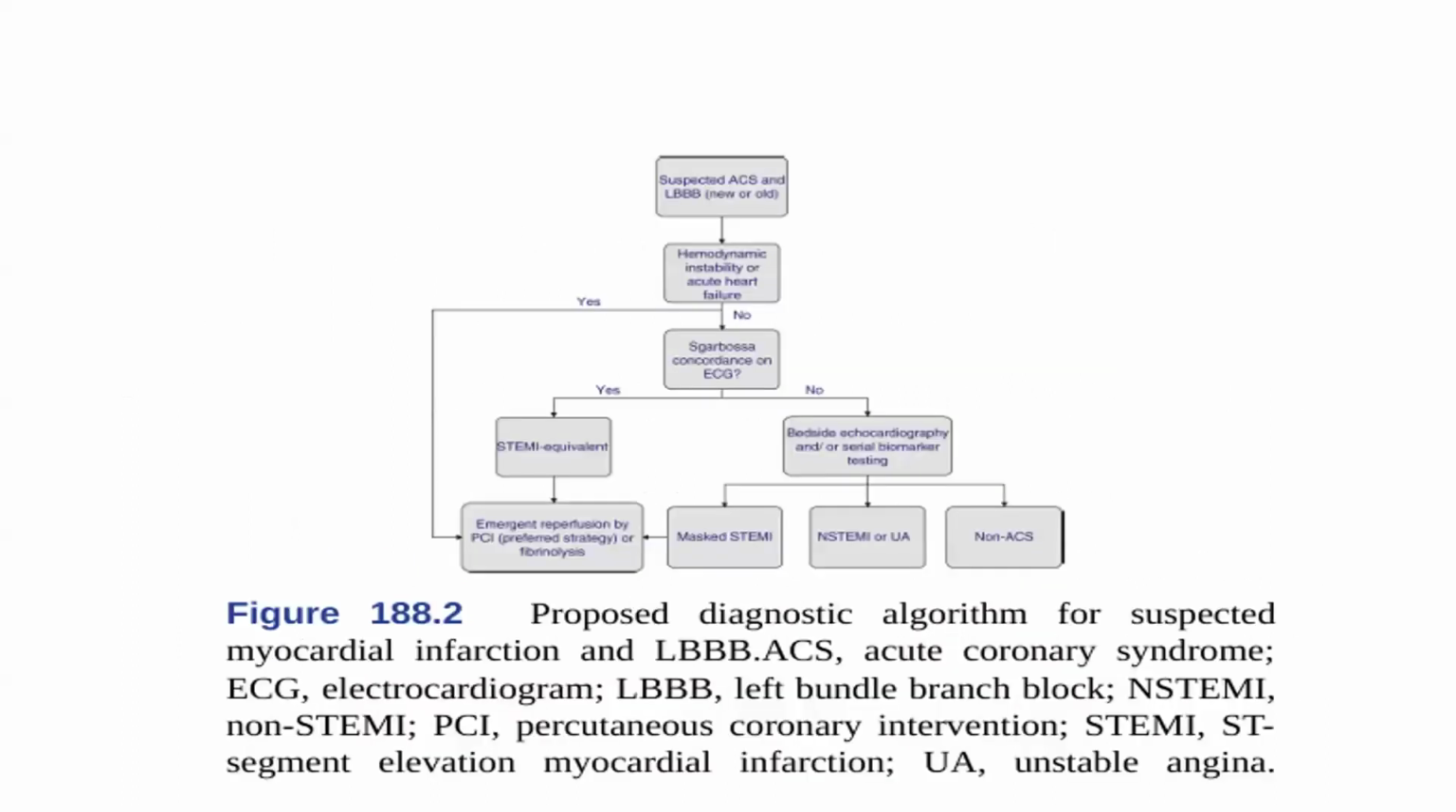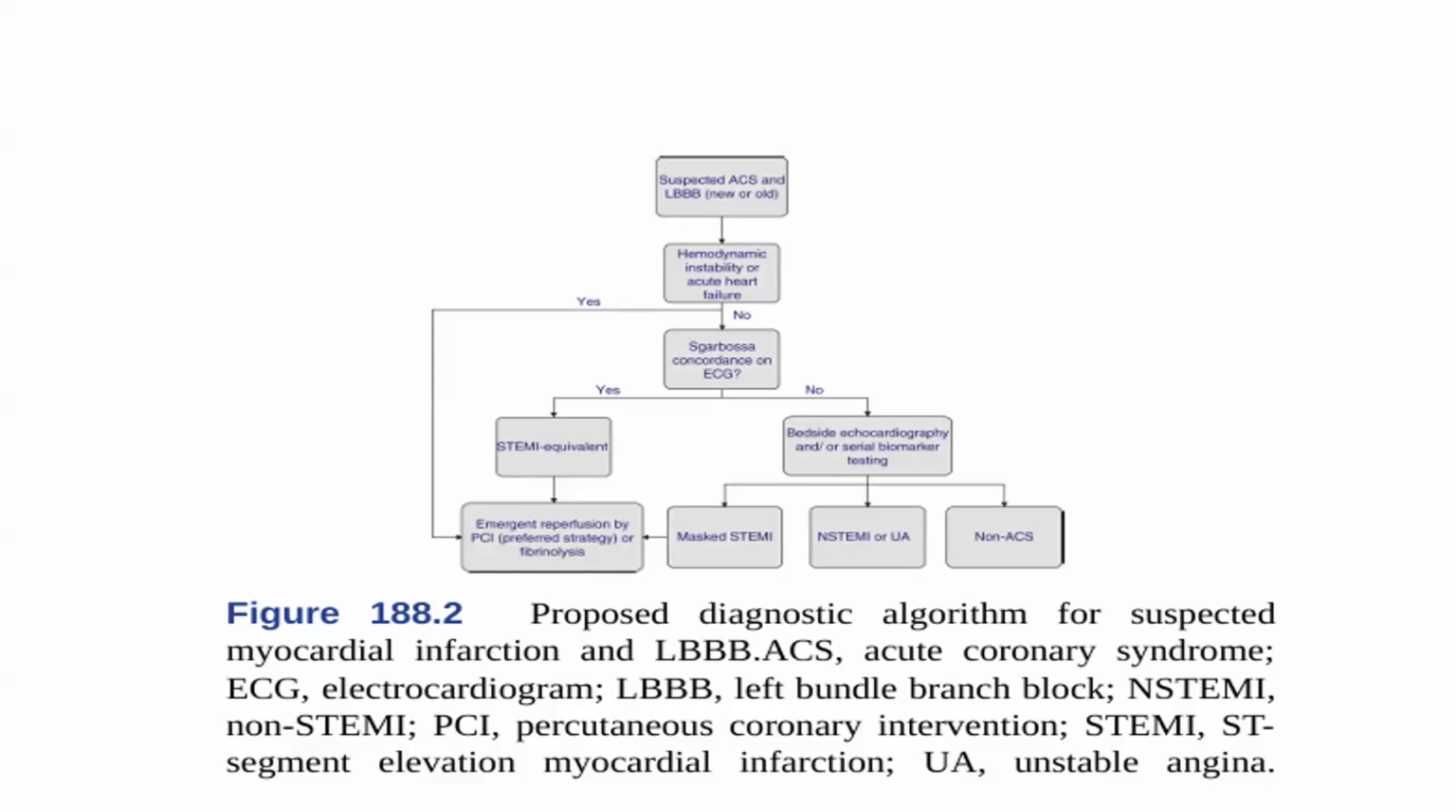So, the proposed diagnostic algorithm for suspected myocardial infarction and LBBB. Suspected ACS and LBBB: we need to look for hemodynamic instability or acute heart failure. If hemodynamic instability or acute heart failure is present, then emergent reperfusion by PCI. If hemodynamic instability is not there, then we need to see whether the Sgarbossa criteria are met or not. If the Sgarbossa criteria are met, then it is a STEMI equivalent. If the Sgarbossa criteria are not met, then perform bedside echocardiography and serial biomarker testing.